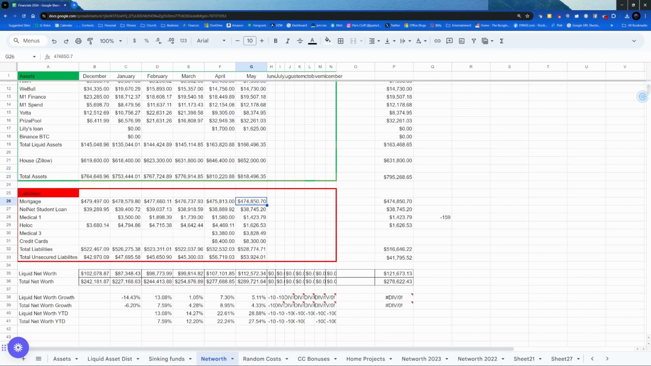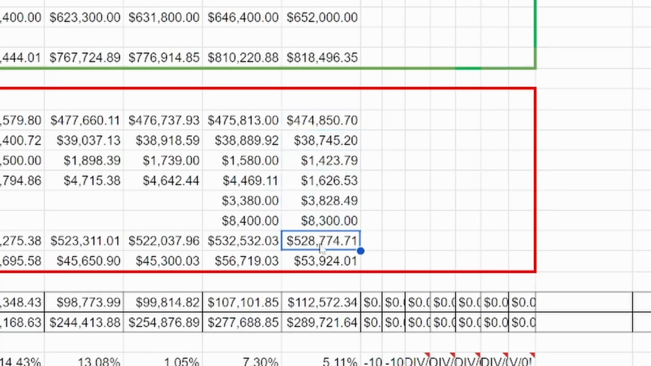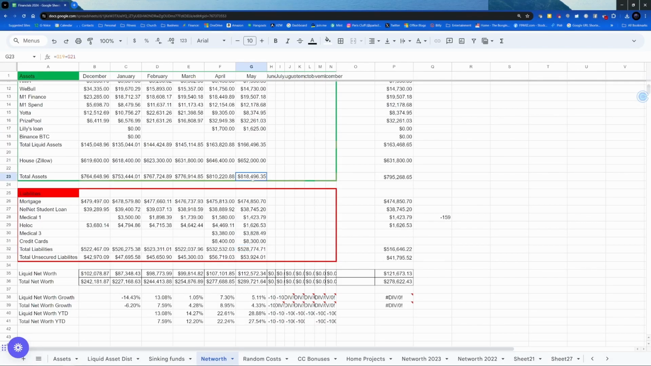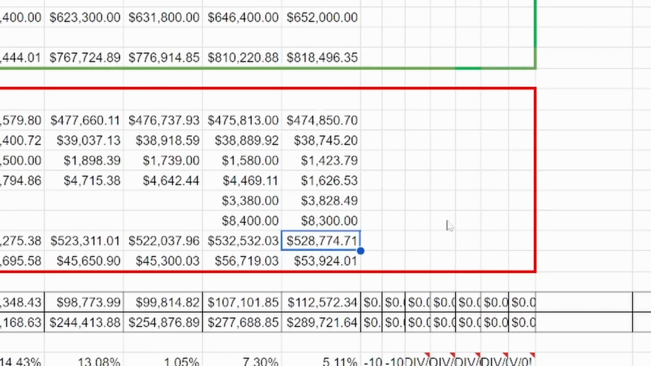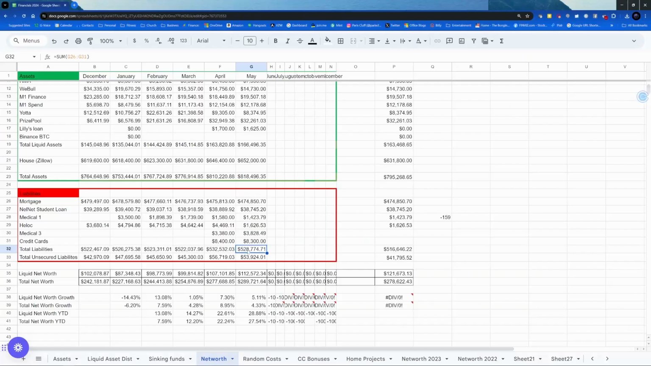So I keep track, again, as I shared with you, of my total, which includes my mortgage, my student loans, some medical bills that I'm working on, my credit cards. Total liabilities are $528,000. So I have total assets of $818,000 minus total liabilities of $528,000. Then I keep track, as I shared, of my assets and liabilities outside of my mortgage and my home. And so my total unsecured liabilities, which actually is only my student loan and the mortgage and the medical bills, is kept separately.